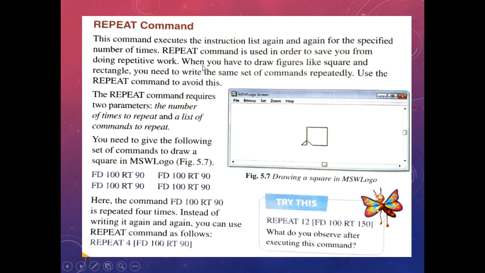When you have to draw figures like square and rectangle, you need to write the same set of commands repeatedly. Use the repeat command to avoid this. Now you remember in the starting we have drawn the square, the command is over here. How many times have we written it? 4 times, right? So instead of this, how will you write it using the repeat command? And for the triangle also we have written the same command 3 times. That also we will do.